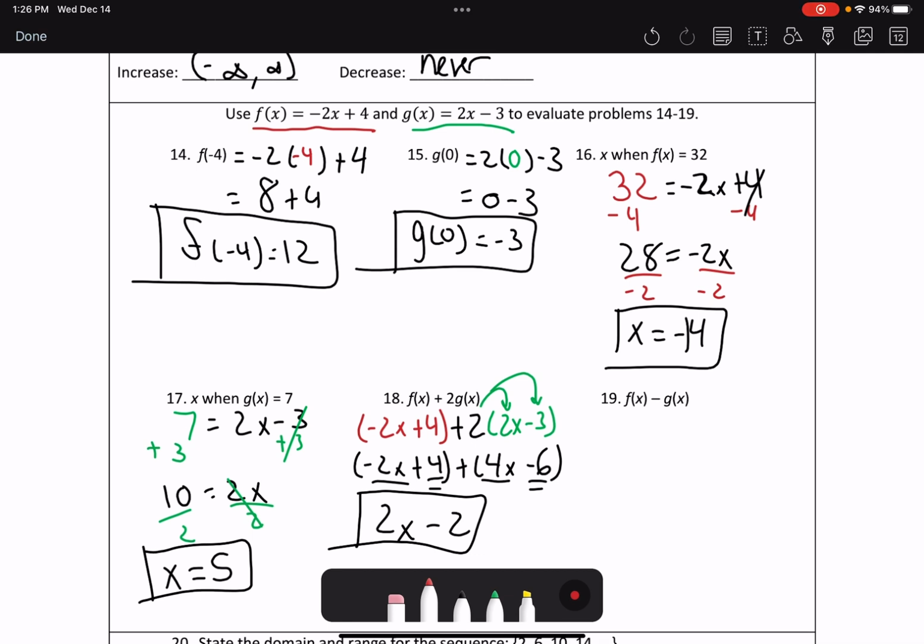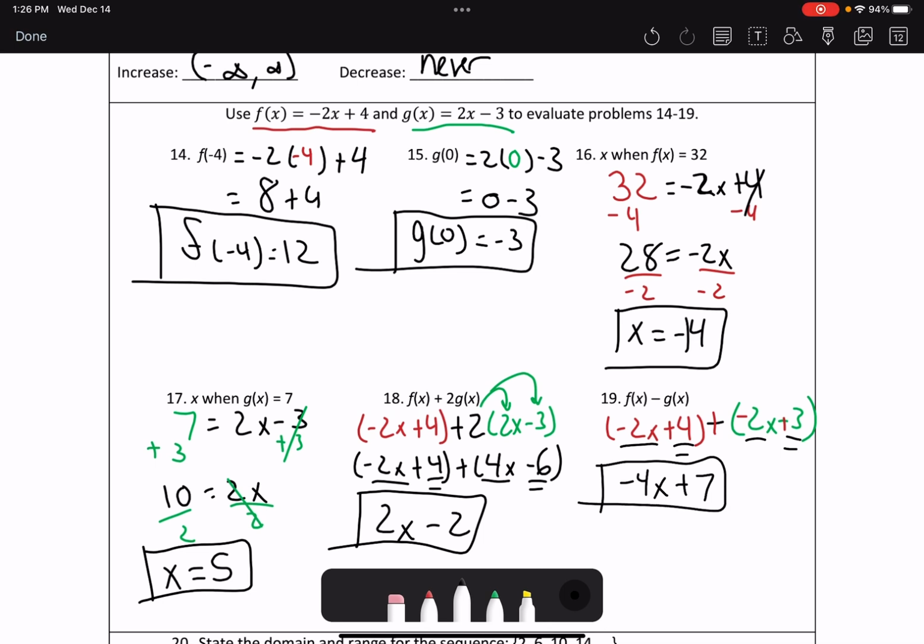For 19, I've got negative 2x plus 4, which is my f of x, minus my g of x, which is 2x minus 3. For this one, I'm going to change the values for that second function. So I'm going to change this to addition, and it's going to be negative 2x plus 3. I now can combine like terms. I've got negative 2x plus negative 2x to give me a negative 4x, and positive 4 plus 3 to give me a positive 7. So f of x minus g of x gives us the expression negative 4x plus 7.